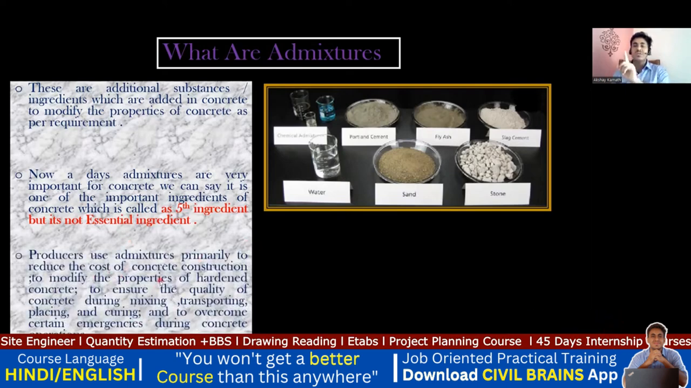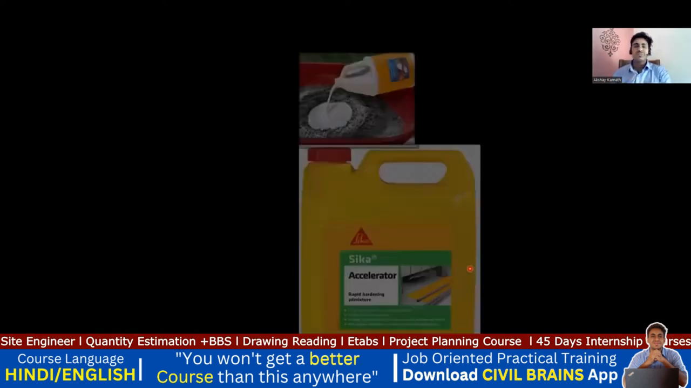The one line question, one line answer is that admixtures are those things which are added to the concrete to change or to modify the properties of the concrete. Nowadays, you can add one more point. Admixtures have become popular, and you can call admixture the fifth ingredient of a concrete. This much is enough.